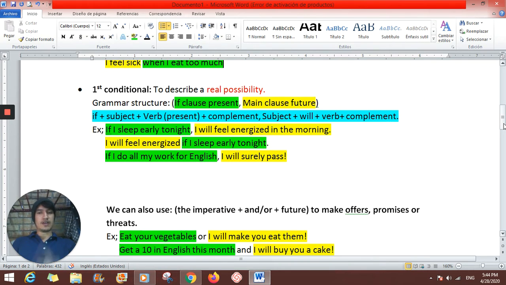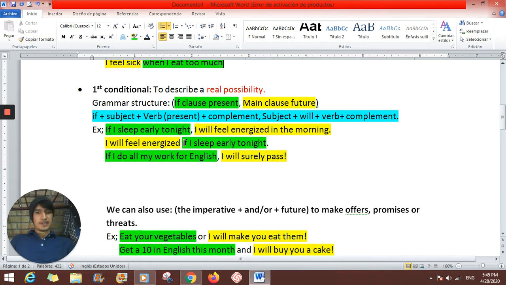We saw 0 conditional. Now, first conditional, to describe a real possibility. Okay, this is the grammar structure. In your if clause, you need the present. In your main clause, you need the future with will. Again, here is all of your grammar structure if you need it, your formula. Here are some examples. The first one, if I sleep early tonight, I will feel energized in the morning. Sleep, present. I will feel, future, right? First conditional, remember. Present, and then the future.